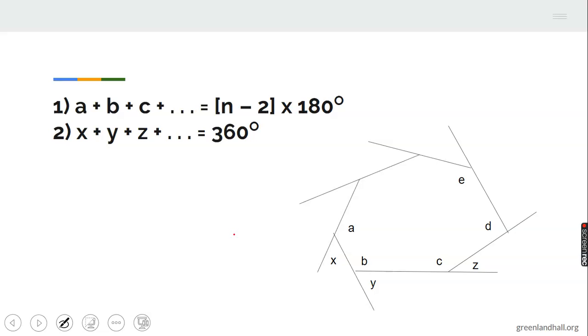Number one, it's number one here. These are the interior angles. This plus this plus this, the interior, and so on and so forth. When you add them together, it will be n minus 2 times 180 degrees. The second one, these are the exterior angles, the angles outside. X plus Y plus Z and so on and so forth. When you add them together, you have 360 degrees, which is the second one.